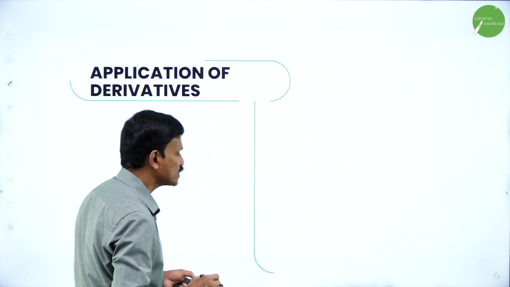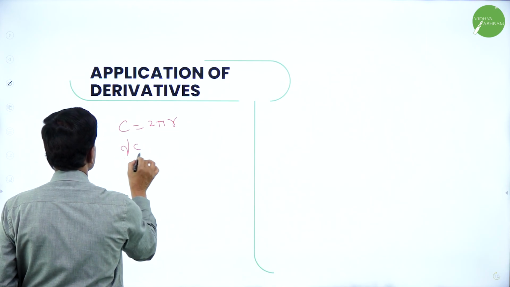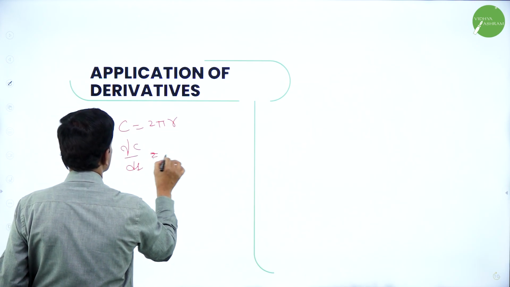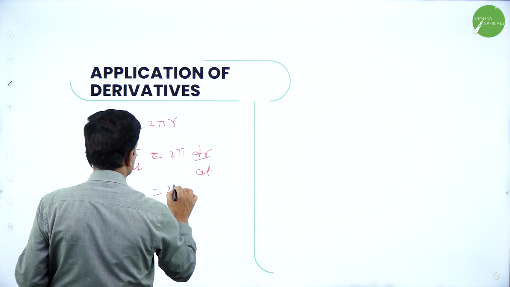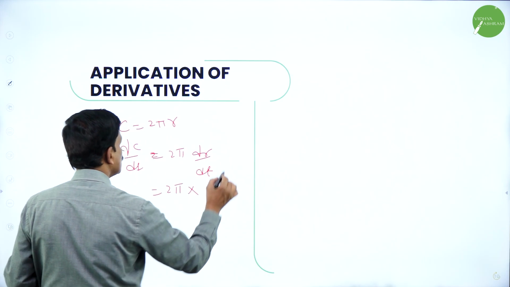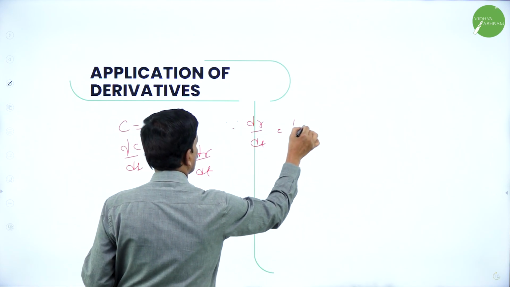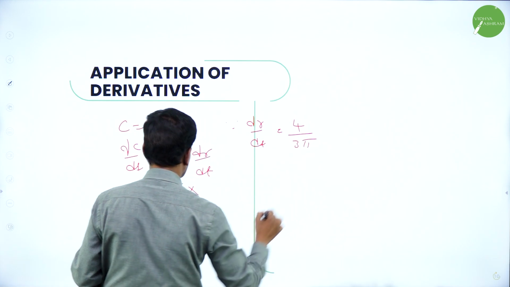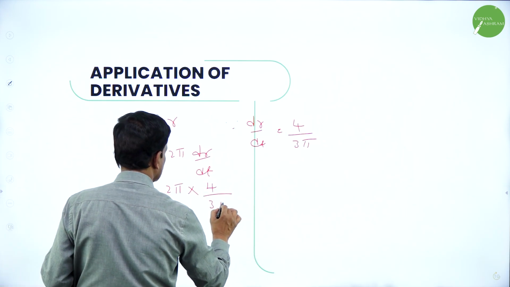So what is the formula for circumference? C is equal to 2 pi r. So dc by dt is equal to 2 pi into dr by dt. That is 2 pi into what is dr by dt? Since dr by dt is equal to 4 divided by 3 pi, substitute here.